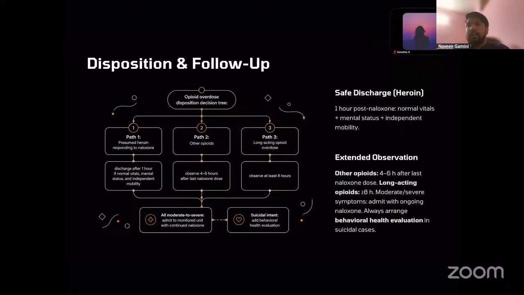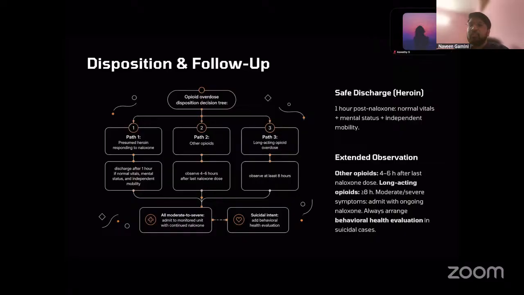The second pathway is for opioids other than heroin. Usually for opioids other than heroin, it's better to observe 4 to 6 hours after the last naloxone dose. So once the patient again has normal vitals and mental status, 4 to 6 hours of observation is required for opioids other than heroin. And for opioids which are long acting, it will require observation of at least 8 hours.